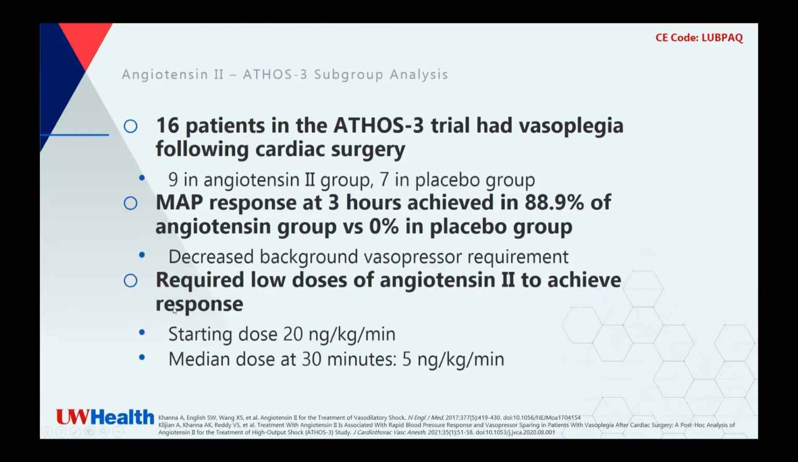And interestingly, they required much lower doses of angiotensin II to achieve this response. They started at the 20 nanograms per kilogram per minute for the study protocol, but the median dose that they required at 30 minutes was just about 5, so much lower.